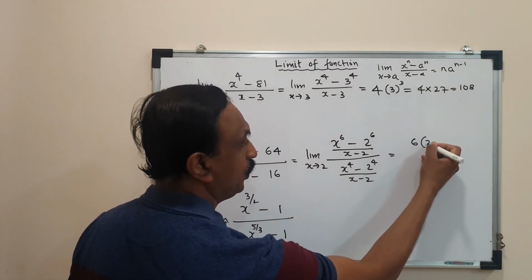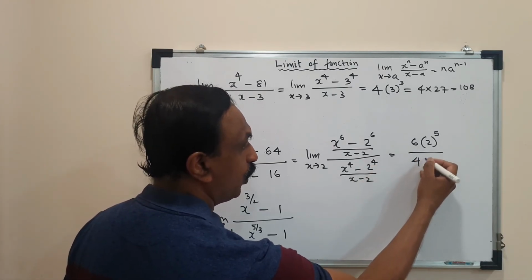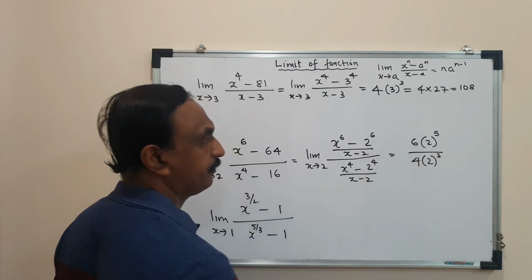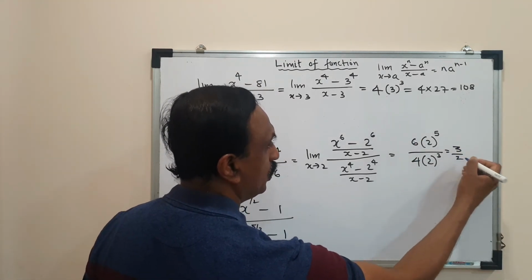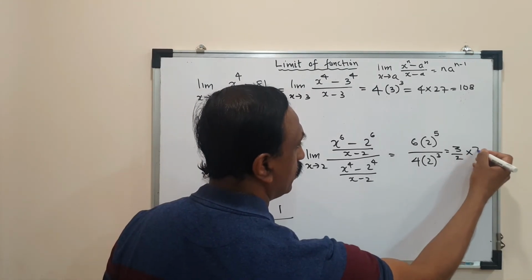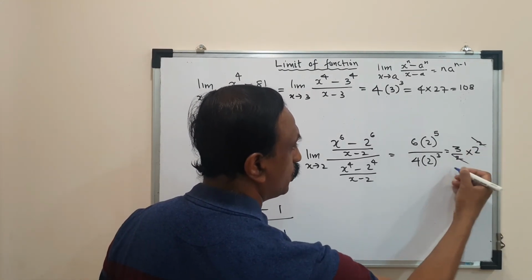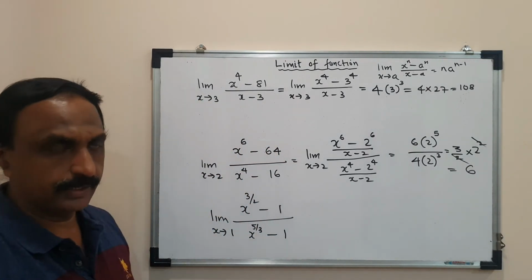So, 6 into 2 raised to 5 divided by, the power here is 4, 4 into 2 to the power 3. Now, I can write this as 6 by 4 is 3 by 2, 2 raised to 5 over 2 raised to 3. So, the difference is 2 square. And that 2 square and this 2 get cancelled. Final answer is 6. Let's look at the third one.